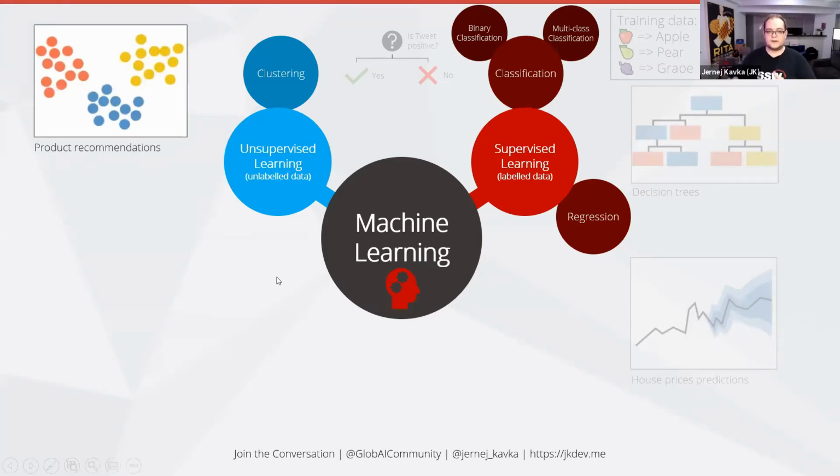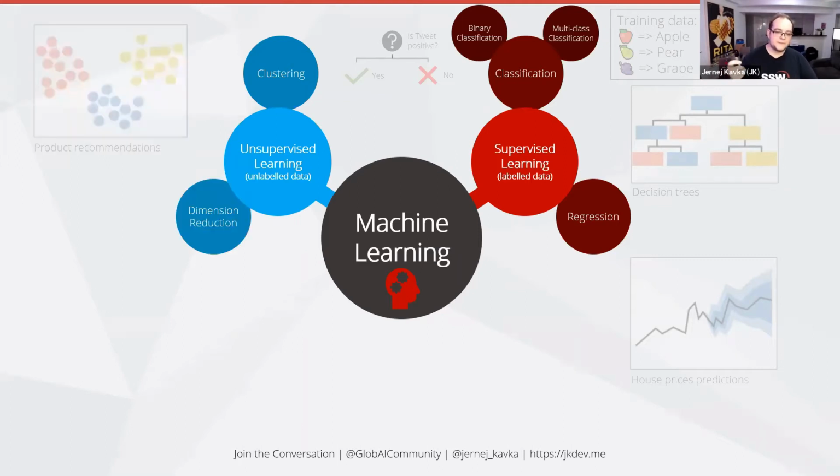So one of the easiest examples is product recommendation, where we're trying to make clusters of similar customers, and then we can say, okay, all of these customers have bought this, so maybe this person that is part of this cluster might also be interested in buying that particular product. That is the simplest explanation of that.